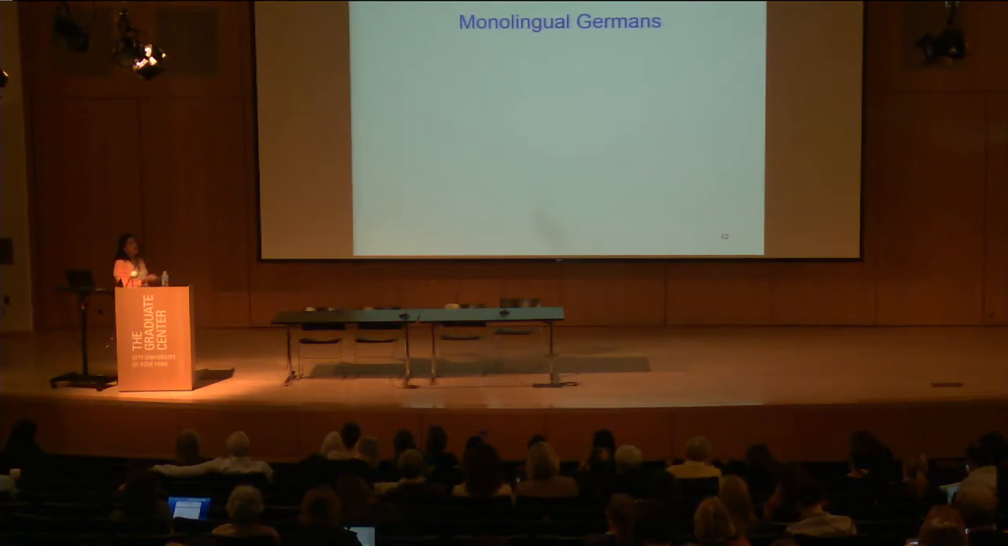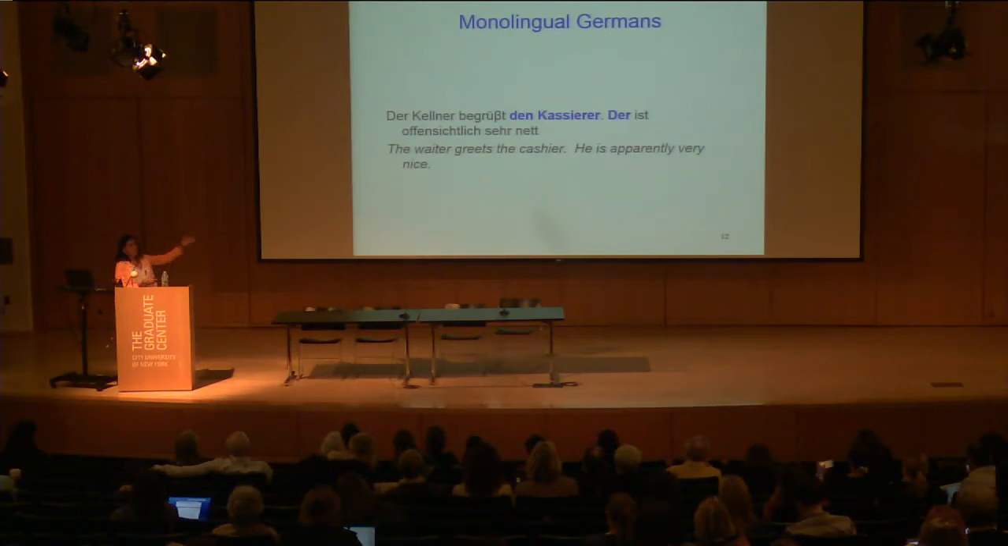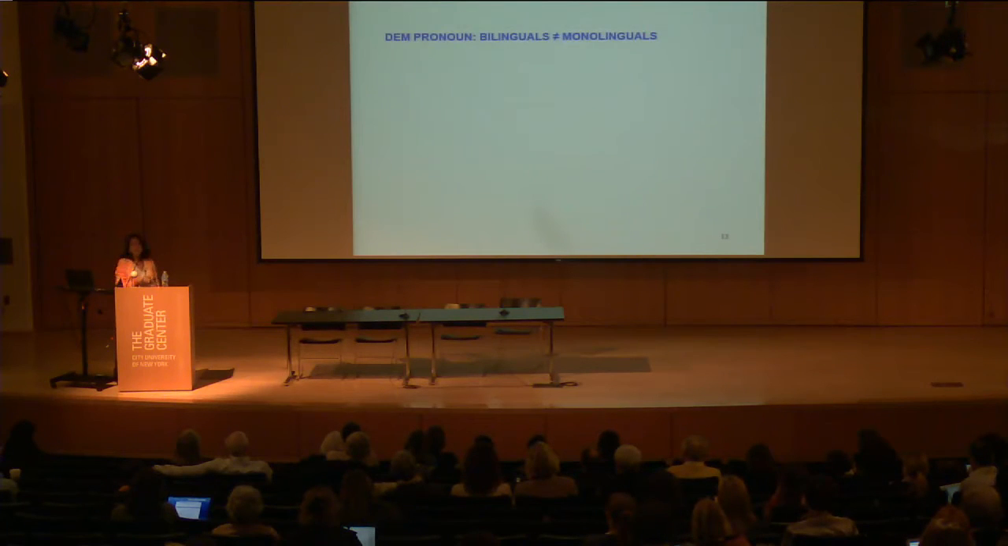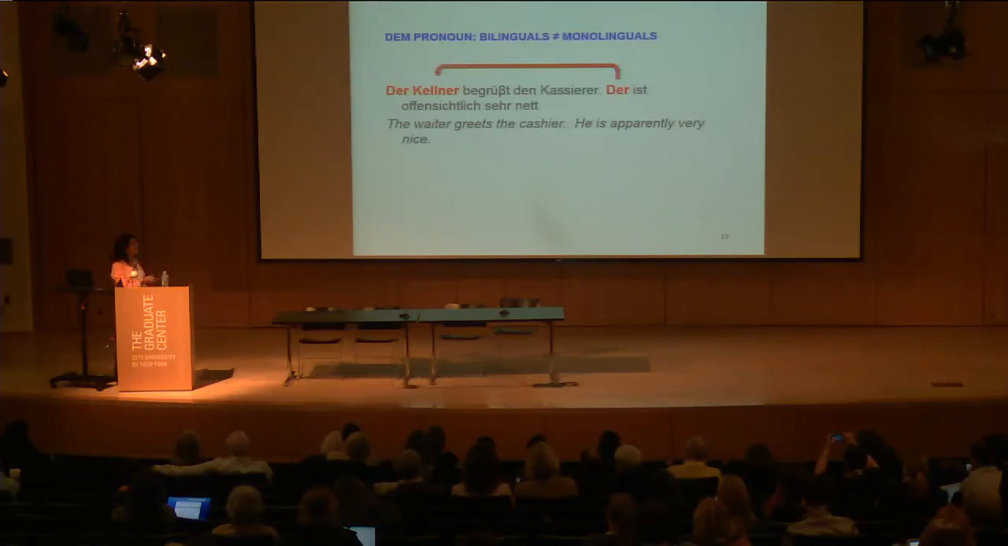Let's illustrate this. You have a monolingual German, I won't read that sentence, but you see a sentence there with the demonstrative pronoun. The preferred interpretation in a monolingual speaker of German is that the demonstrative pronoun refers to the non-subject, so the cashier in this example, but not to the waiter. Now, bilinguals can allow that interpretation, but they also allow an interpretation where the demonstrative pronoun refers to the subject.